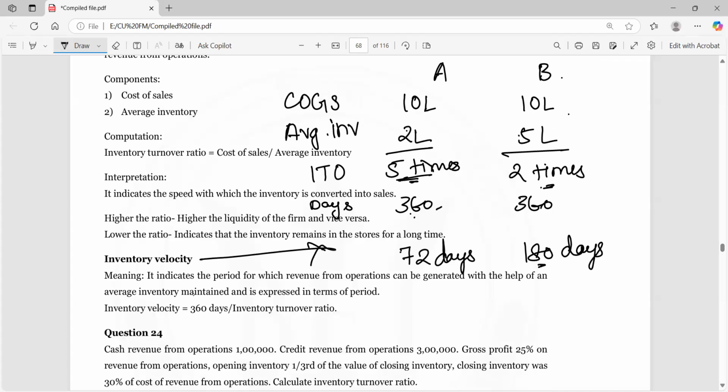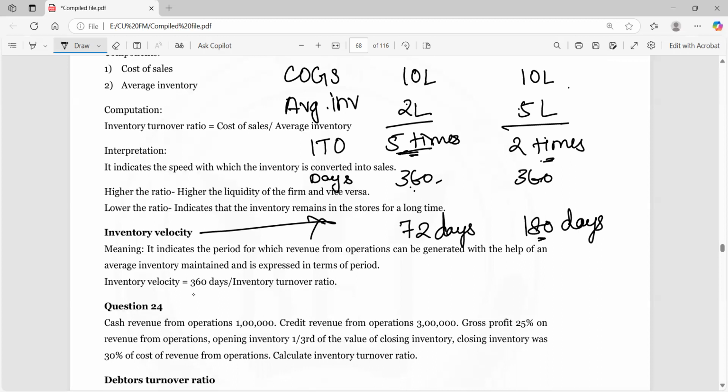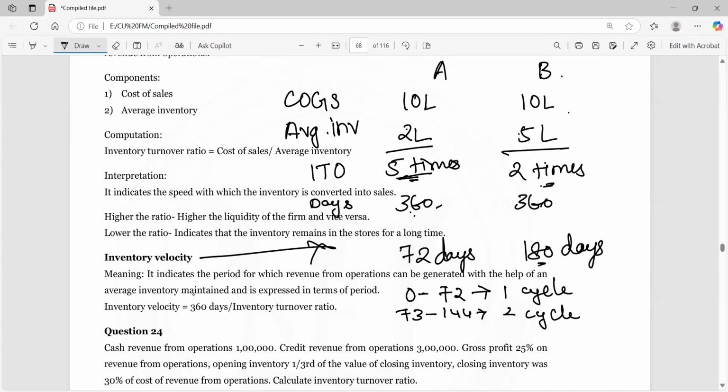Now, let me put it in this way. Day 0 to day 72 is one cycle. Similarly, the 73rd day to the next 72 days, that is day 144, is the second cycle. So like this, if we go, there will be 5 cycles in a year. You're all understanding it? Any doubt in this point? Clear to everyone? Understood? Right. Now you tell me which company is better, A or B?